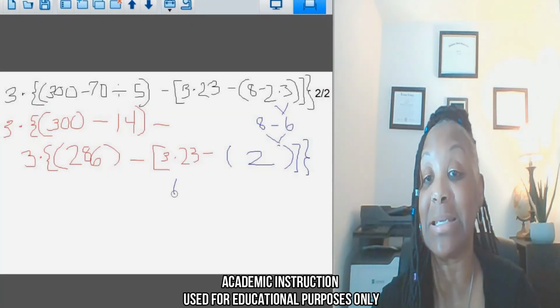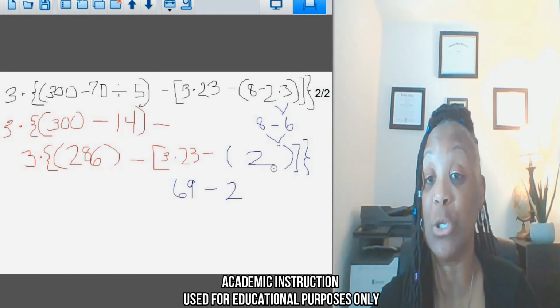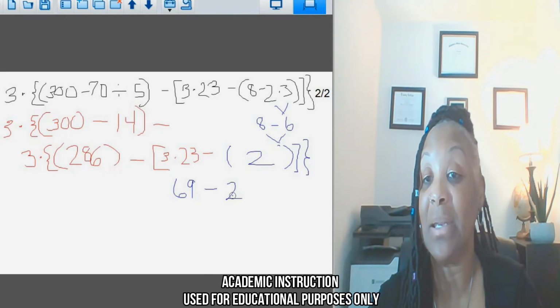So here we have 69, and that's going to be minus 2. And now we can just remove our parentheses from the 2. 69 minus 2 will give us 67.